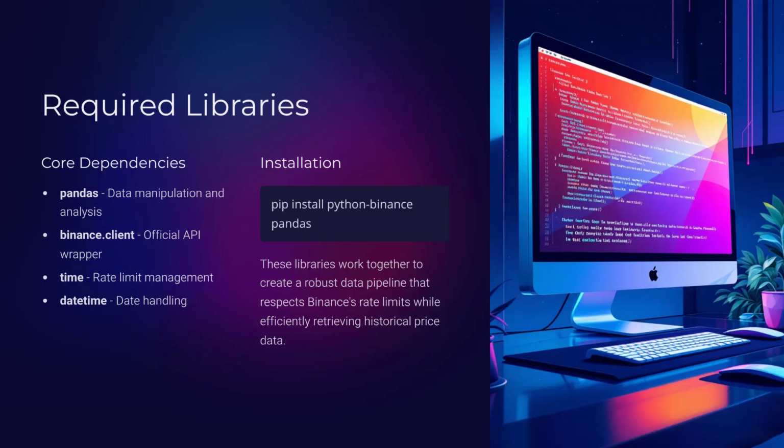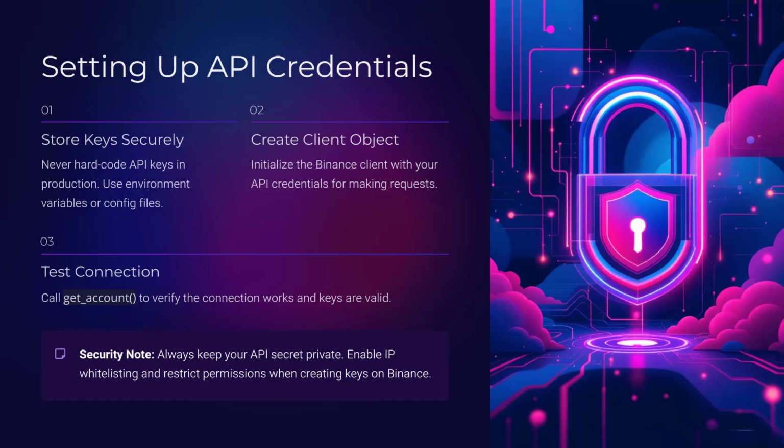We import time, which we'll use to pause between requests so we don't hit Binance rate limits. And we import datetime from the datetime module to handle our start and end dates for downloading data. Next, we define our API credentials and create the Binance client. We set API key and API secret to the values we created on Binance. Then we create the client object with client equals Client, API key, API secret.